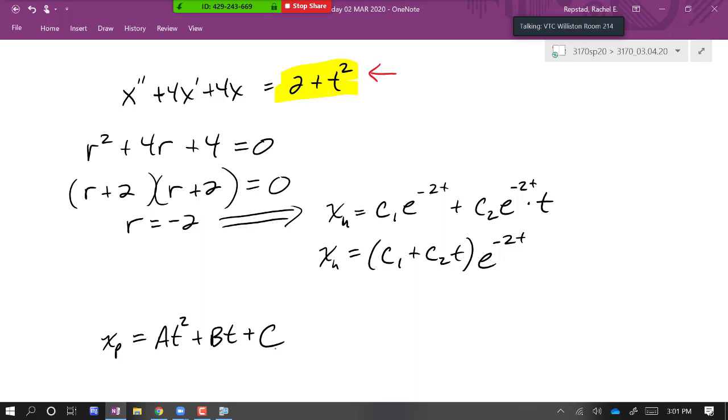And once we know what basic form our particular is going to take on, where do we go from there? We need to find a, b, and c. So how do we do that?